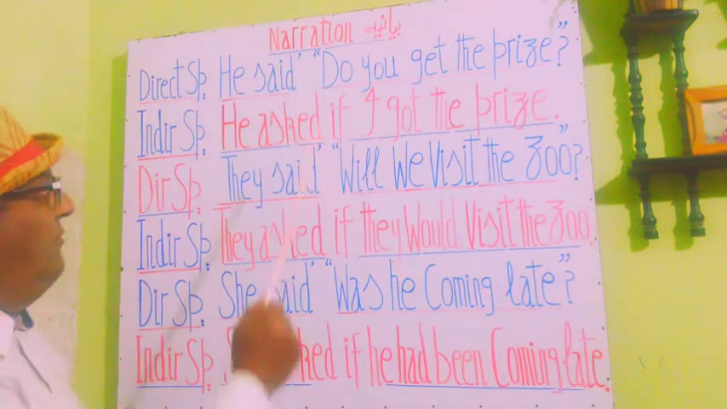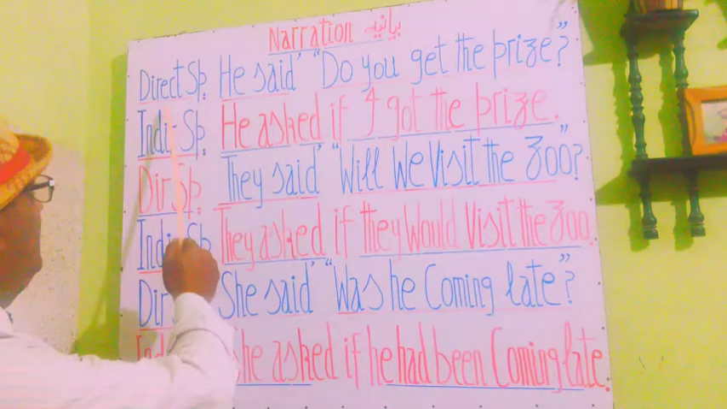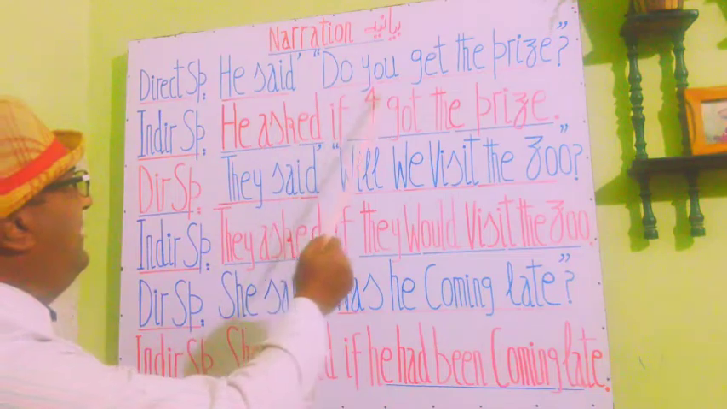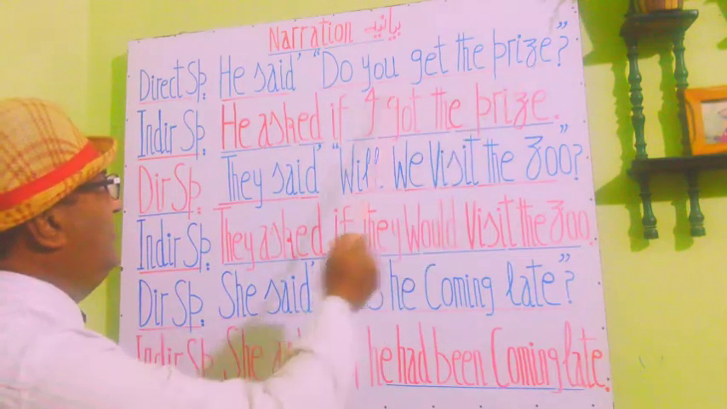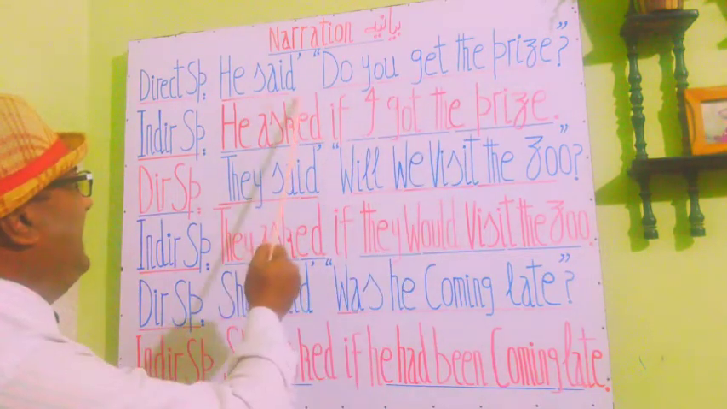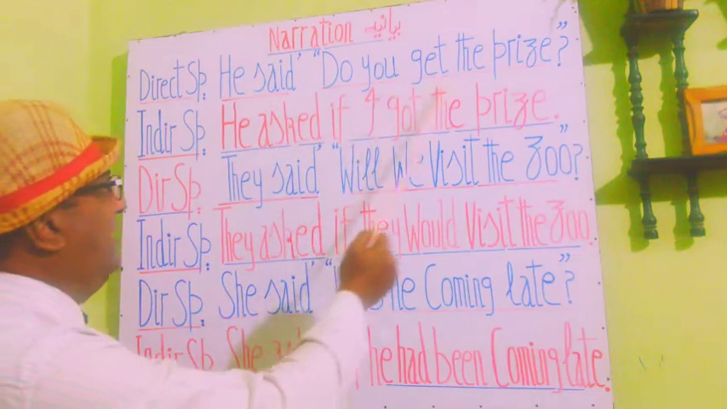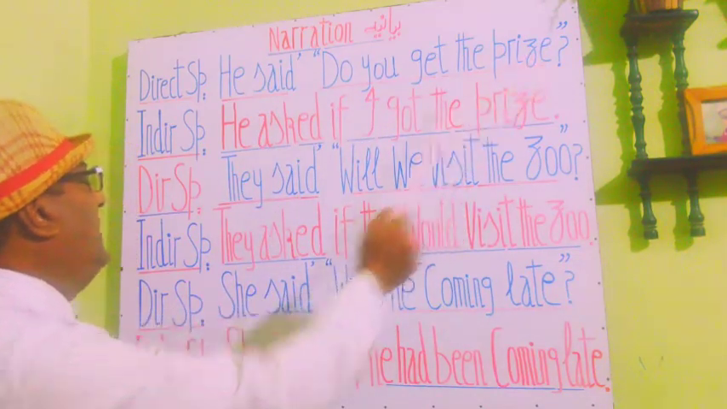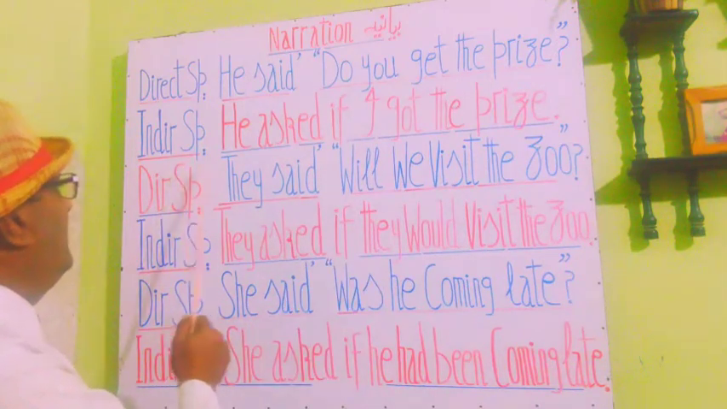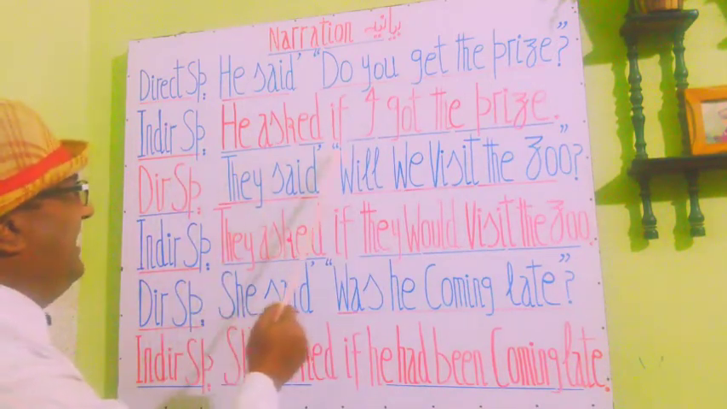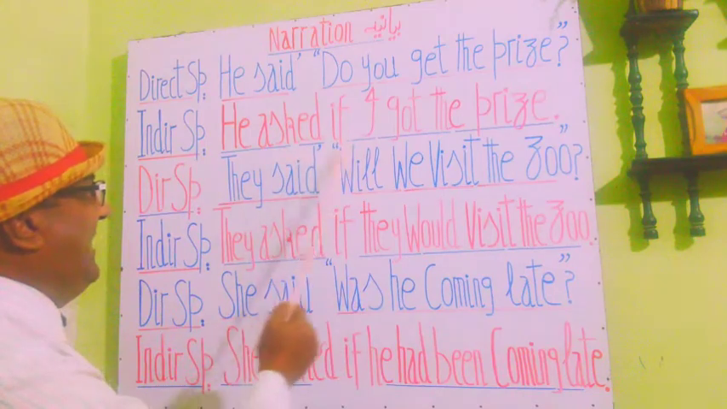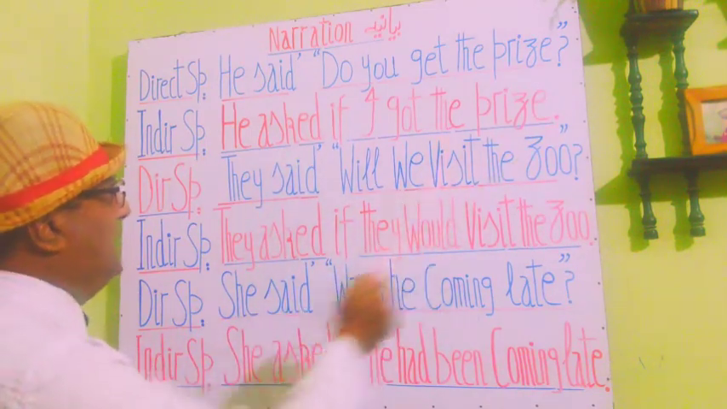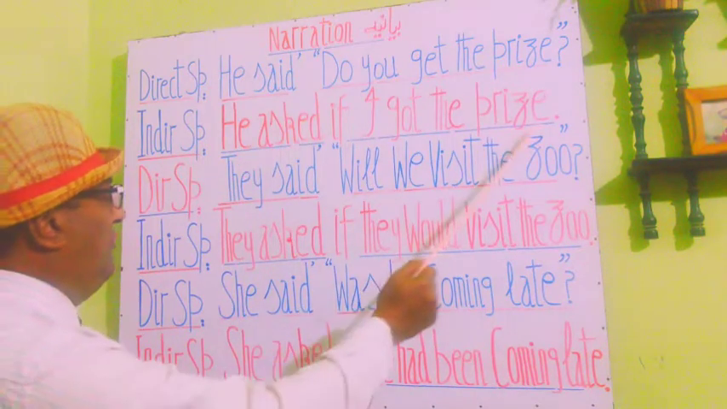Let's start from here. First one is a direct speech: he said, comma, inverted comma, "Do you get the prize?" Comma closed, interrogative sign. And its change, you see here: he asked if I got the prize.